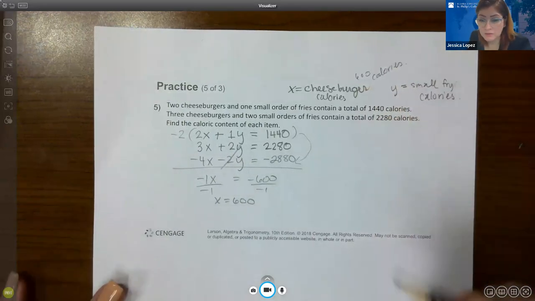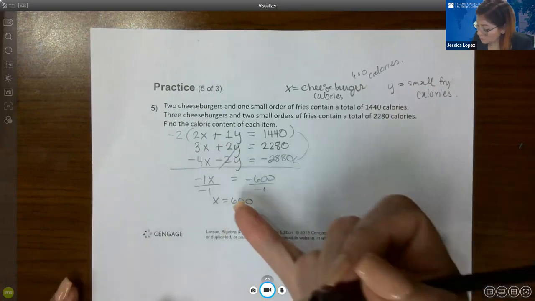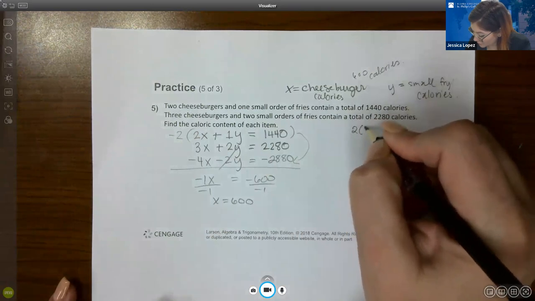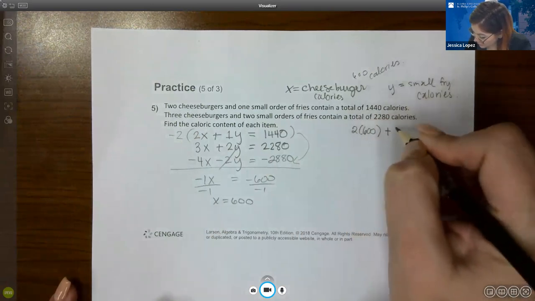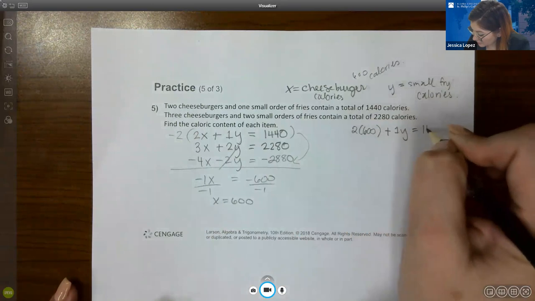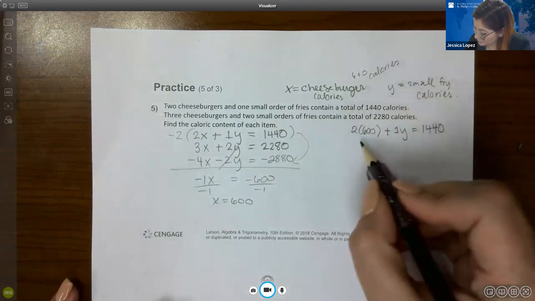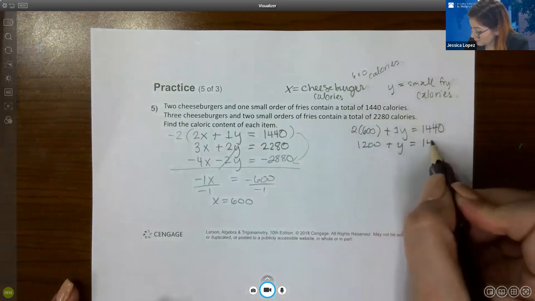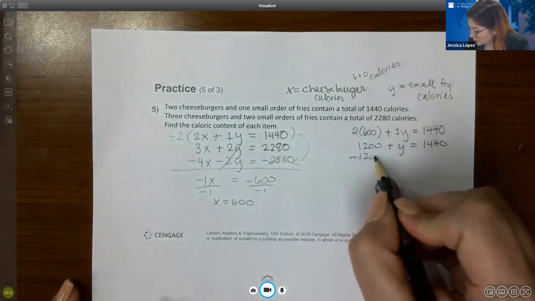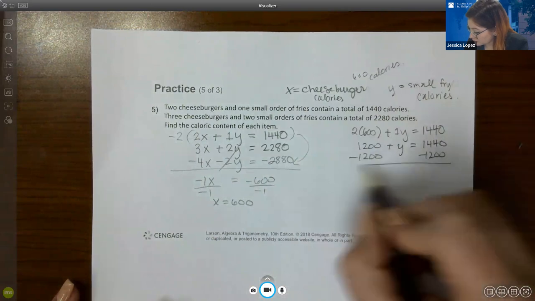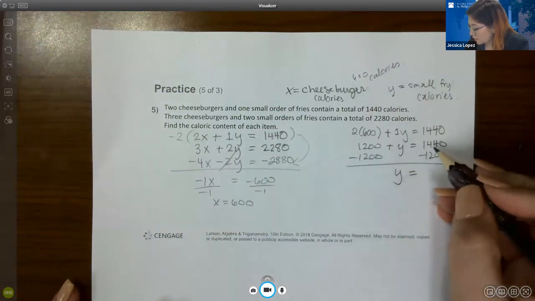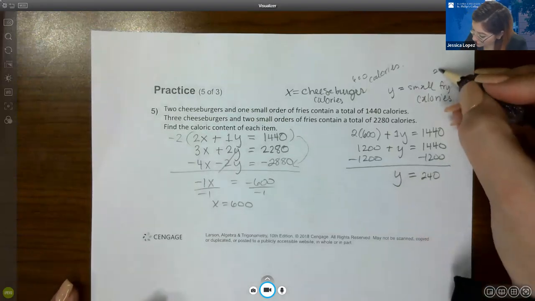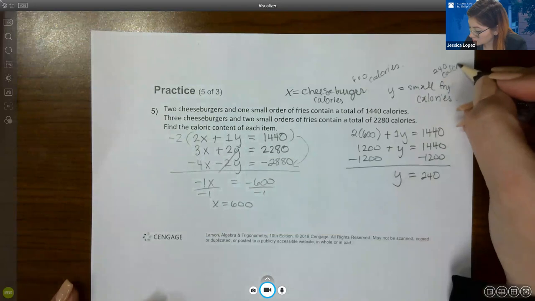Okay. Now, if I want to figure out Y, I have to plug this X value into either equation. I'm just going to take equation 1. So I'm going to plug in the 600 for X, and I'm going to solve for Y. So this is 1200. One Y can just be written as Y. And then I'm going to minus the 1200 on both sides. So I get that positive Y equal to 240. So the small fries are actually 240 calories.